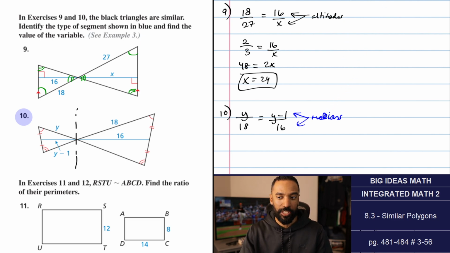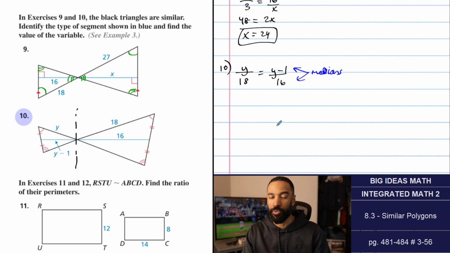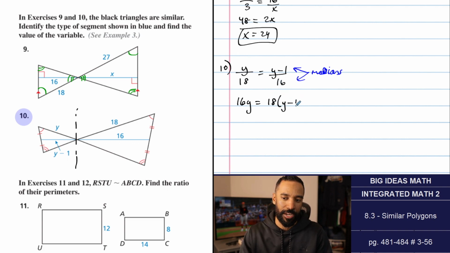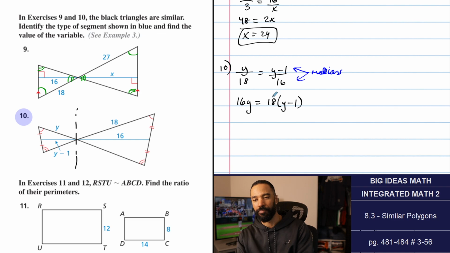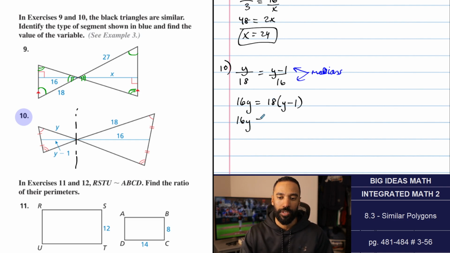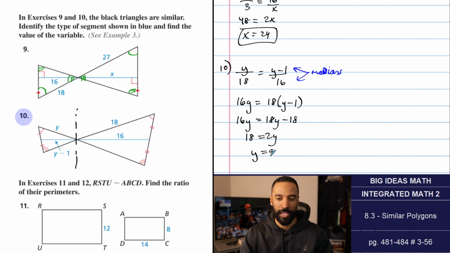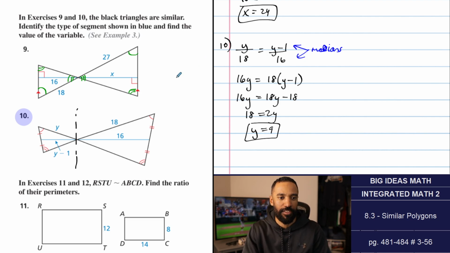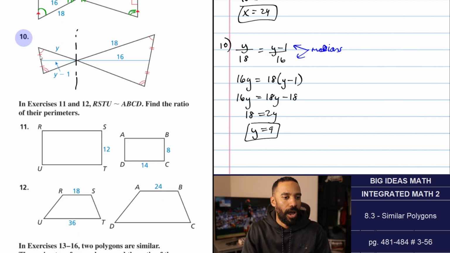Does that change what the answer is going to be? No, but it helps that they both are corresponding to each other. They're representing the same kind of length in these triangles. If we cross multiply here, we'll get 16y equals 18 multiplied by all of y minus 1. I want to make sure that you understand that. It's not just times y. It's a distribution, if you will. So 18y minus 18. I can subtract 16y from both sides, add 18 to both sides, divide both sides by 2, and I get y equals 9. Do I just solve for the variable? Yes. Find the value of the variable. So that's number 10.